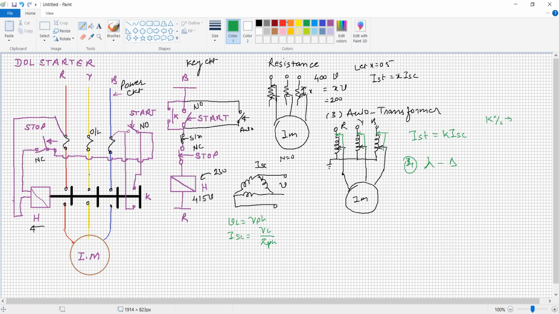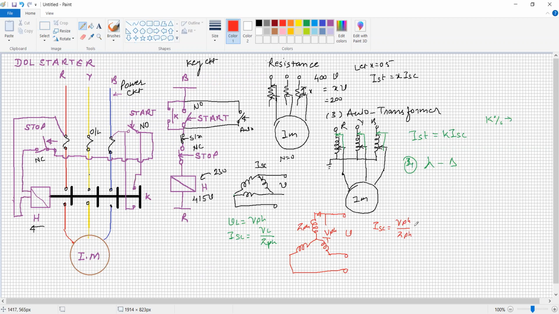Now, if the same motor is connected in star, what happens? The voltage applied per phase is reduced by √3. So this is the voltage V as it is, and this is the impedance per phase ZPH. So the voltage across each phase is equal to VPH. Here the short circuit current, or the starting current, is equal to VPH upon ZPH per phase.